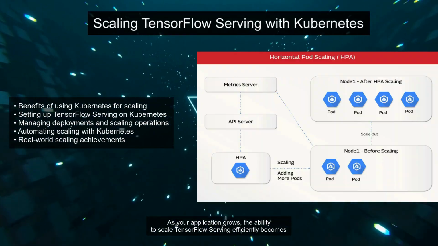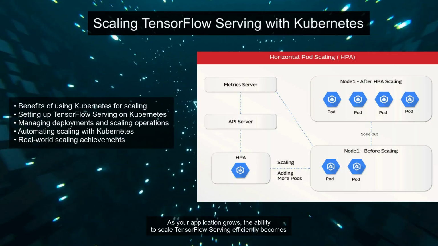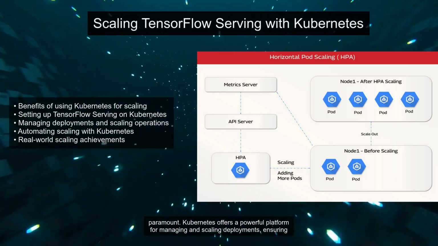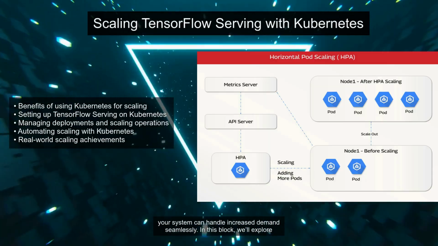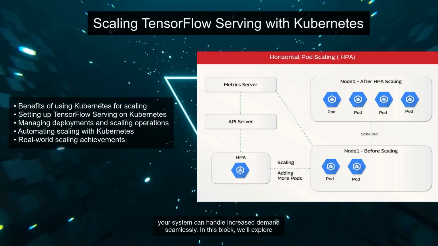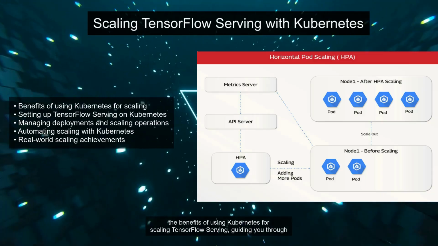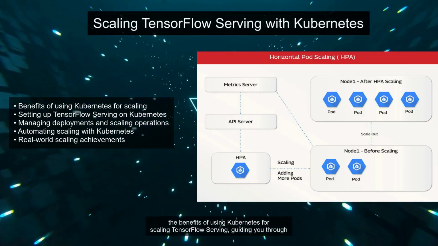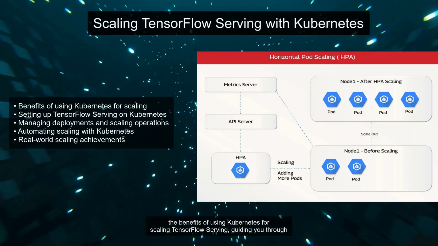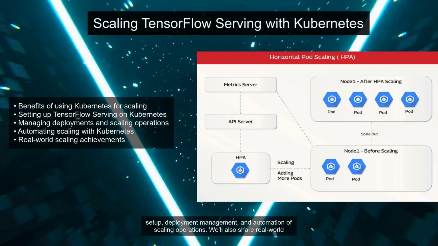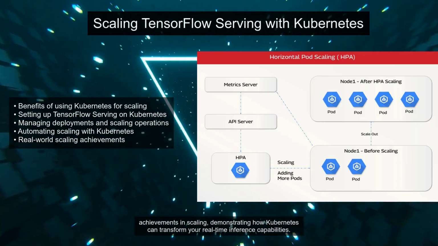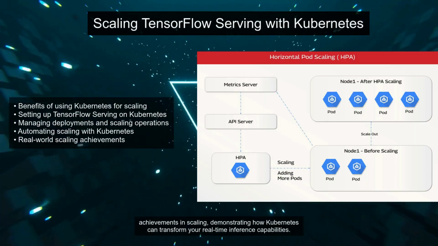As your application grows, the ability to scale TensorFlow Serving efficiently becomes paramount. Kubernetes offers a powerful platform for managing and scaling deployments, ensuring your system can handle increased demand seamlessly. In this block, we'll explore the benefits of using Kubernetes for scaling TensorFlow Serving, guiding you through setup, deployment management, and automation of scaling operations. We'll also share real-world achievements in scaling, demonstrating how Kubernetes can transform your real-time inference capabilities.